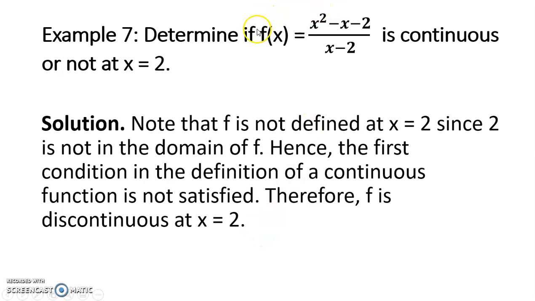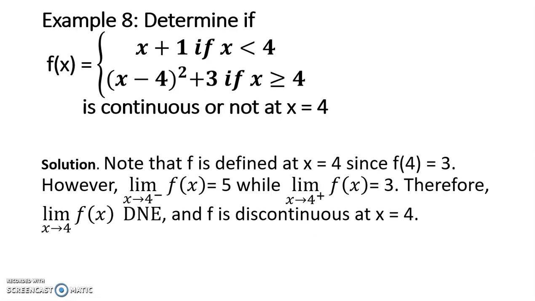Balikan natin yung function. f of x equals x squared minus x minus 2 all over x minus 2. If we plug in 2 to x, we will have in the denominator 2 minus 2 equals 0. So we will have division by 0, which is undefined. So 2 is not in the domain of the function, and therefore the function is discontinuous at x equals 2.